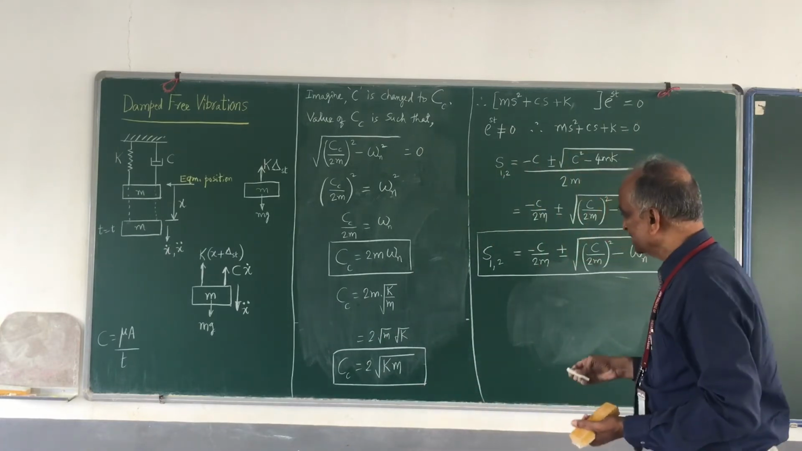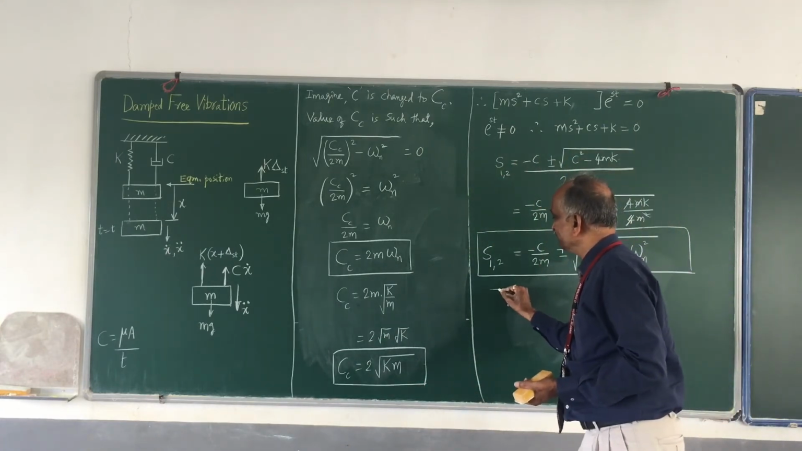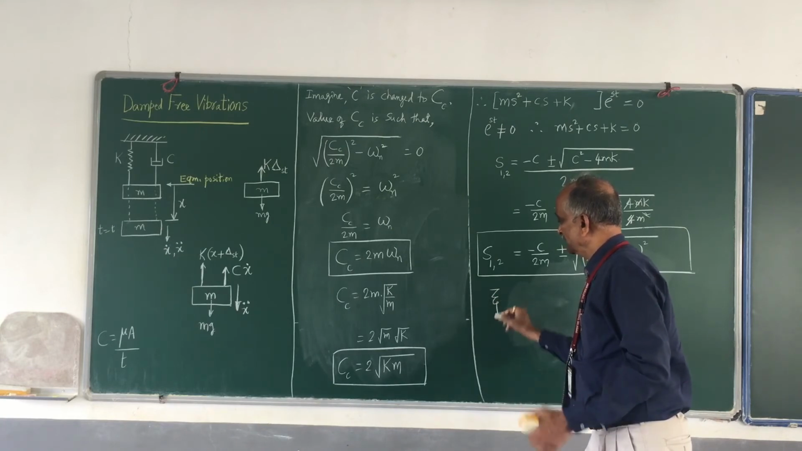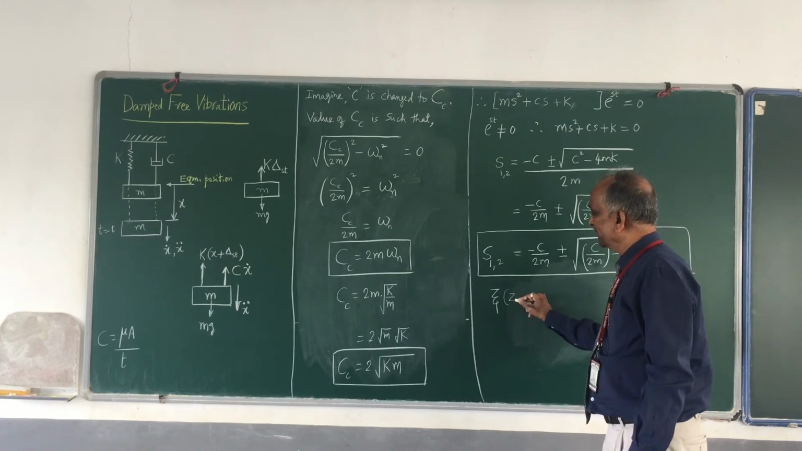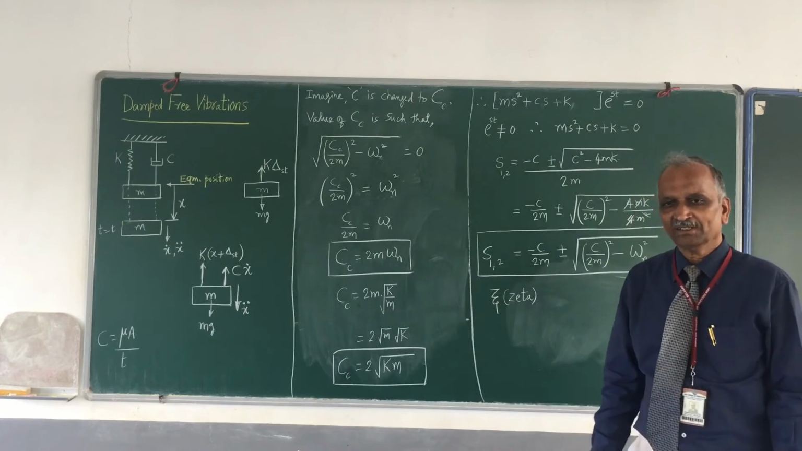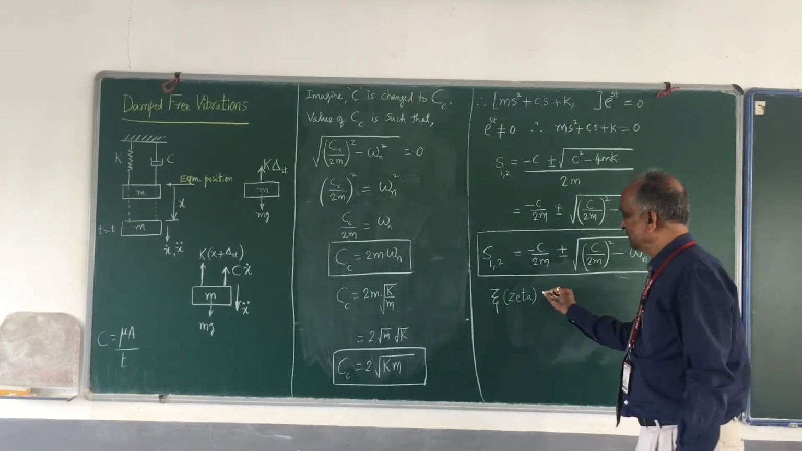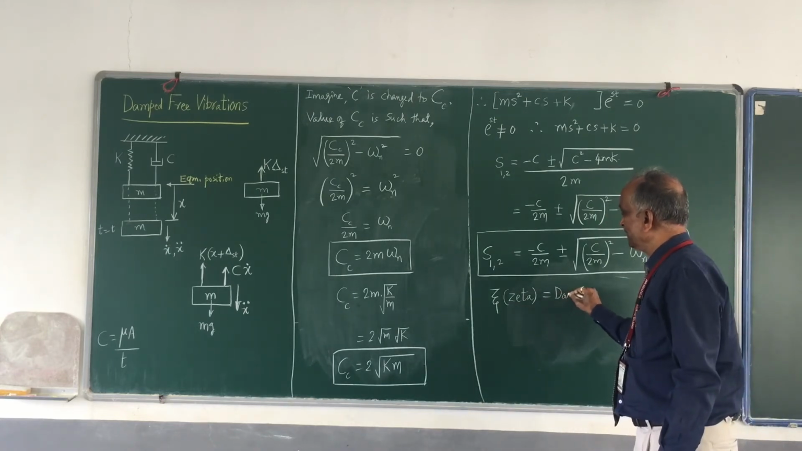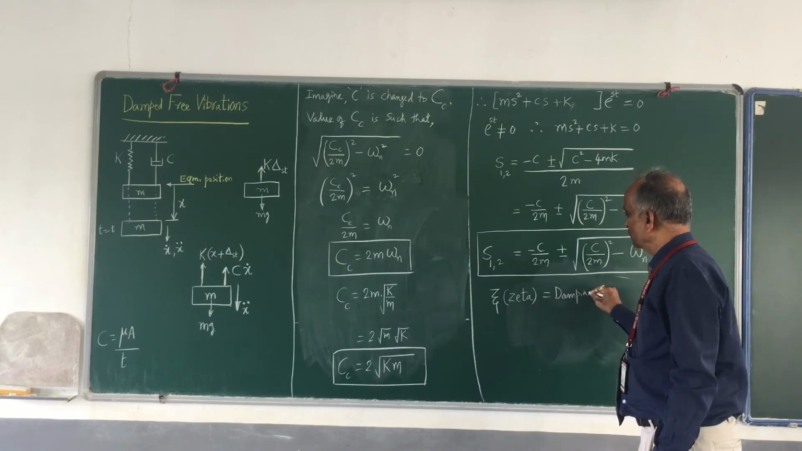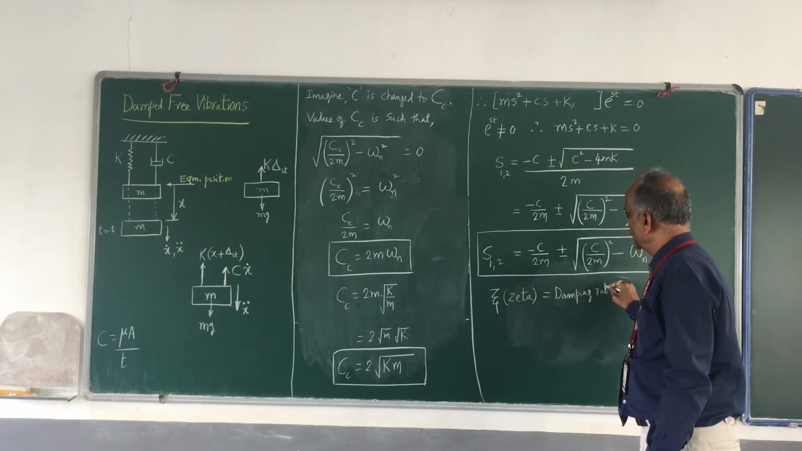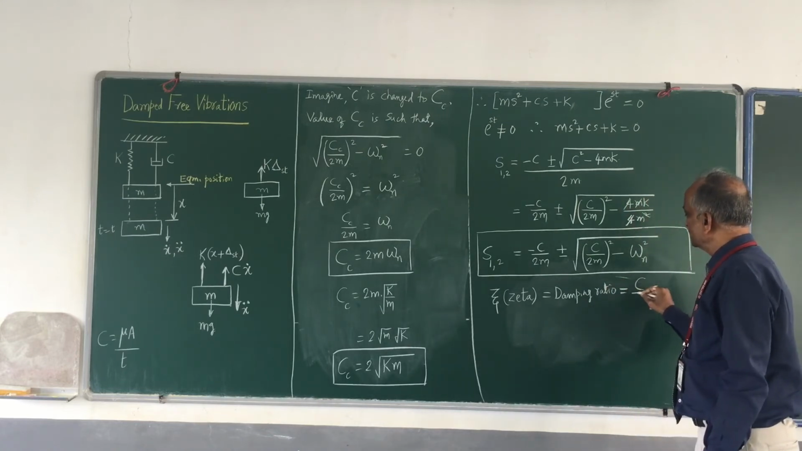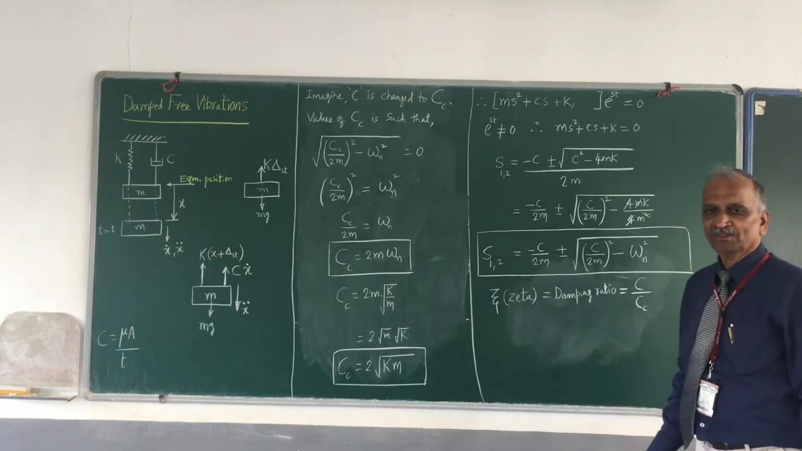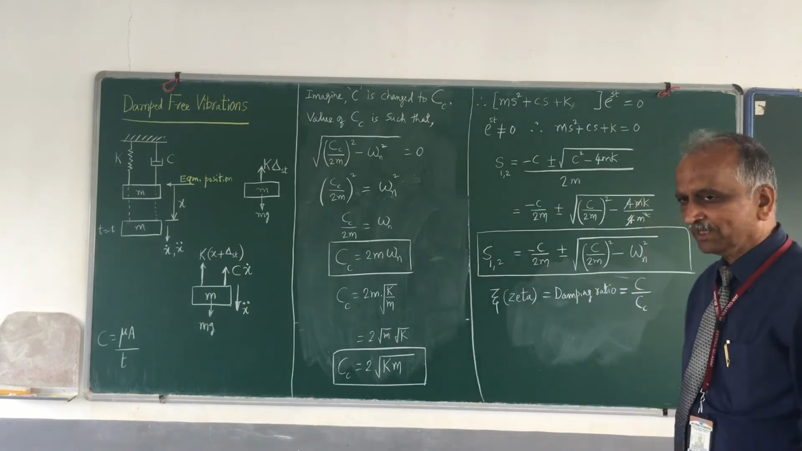Now I shall introduce you to one more term. Please see how I have written it. This is read as zeta, Z-E-T-A. What is this term? This is called the damping ratio. I am going to define this as damping ratio. This is equal to C by Cc. What is damping ratio?